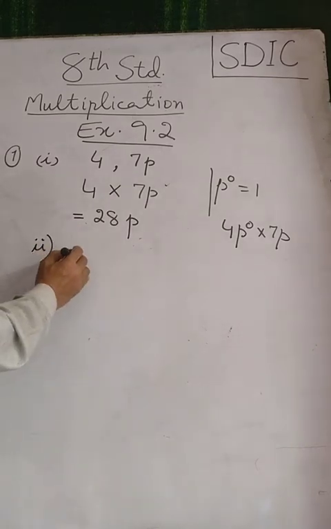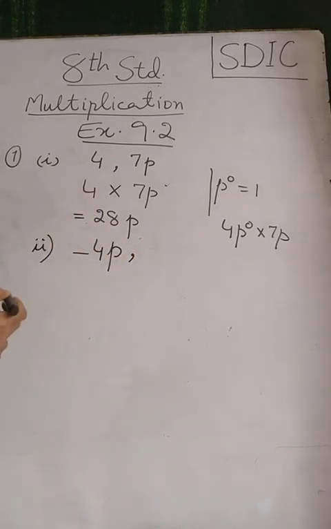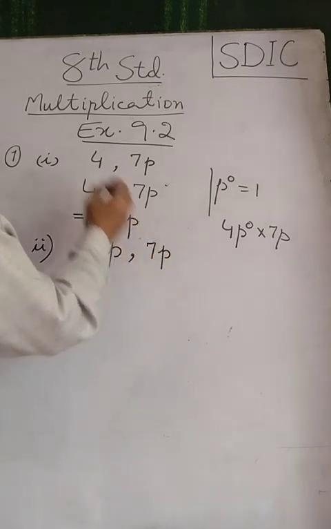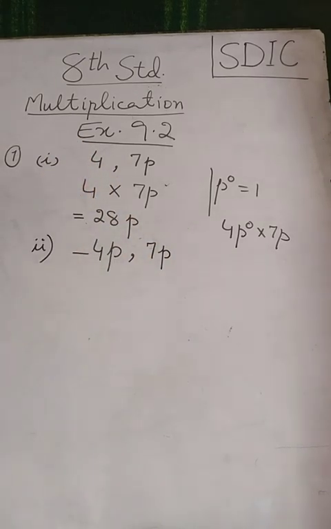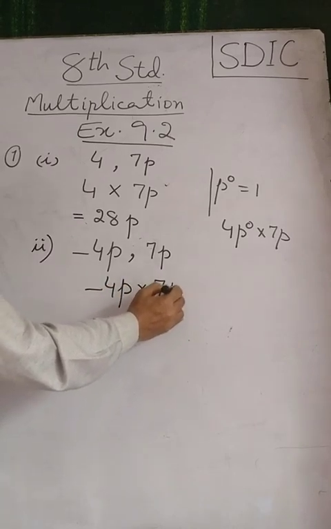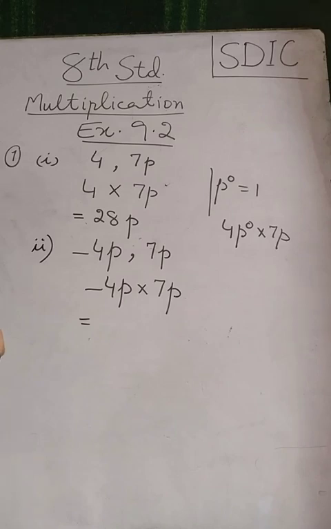Second part. We have to multiply minus 4p, first monomial expression, then comma, by 7p, second monomial expression. Now we have to multiply these. In the first step, replace comma by multiplication. It will be minus 4p multiplied by 7p. Now the things are simple. We have already read. Same procedure will do.